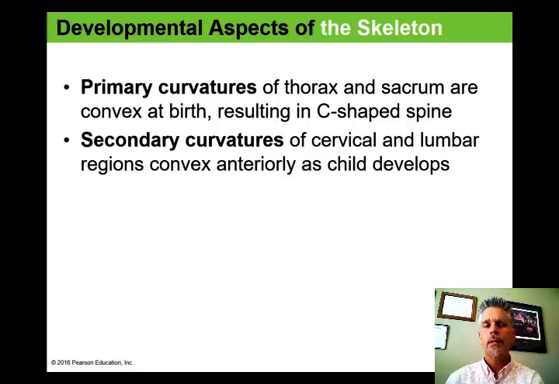Then, like we talked about those curvatures, right? They go back and forth. The primary curvatures are the ones of the thorax and the sacrum, and those are convex. In fact, a baby has a C-shaped spine as opposed to that more complicated S-shaped spine. And the baby's not going vertical yet, so not supporting themselves, so the C-shaped spine is okay. But the secondary curvatures of the cervical and the lumbar regions, as the child goes into the toddler phase and starts going vertical, those are the ones that develop secondarily.